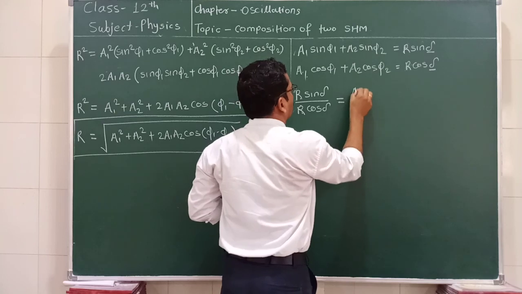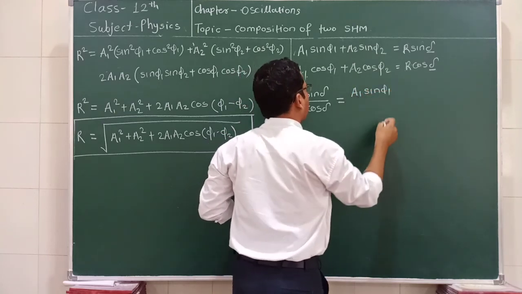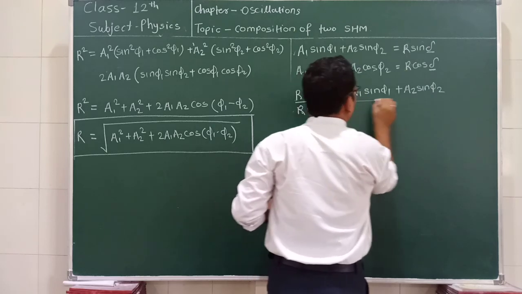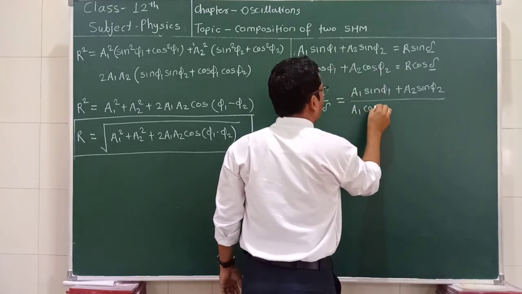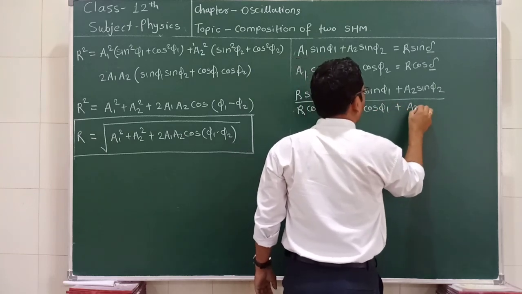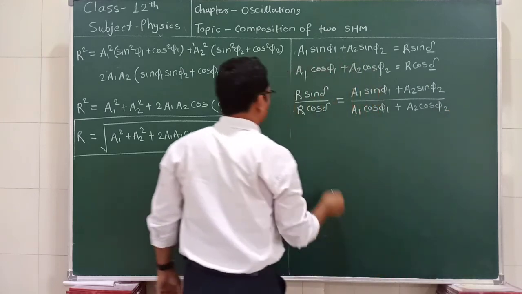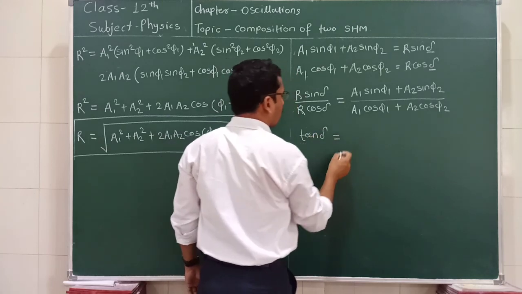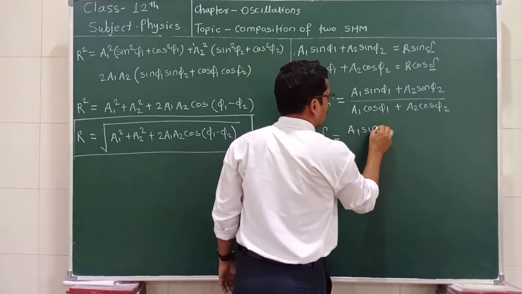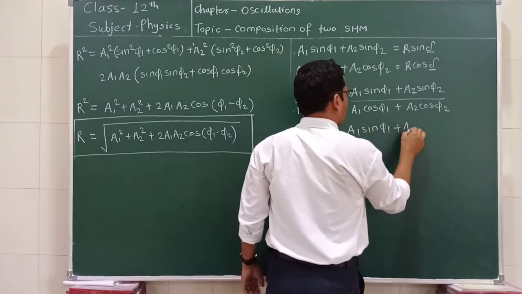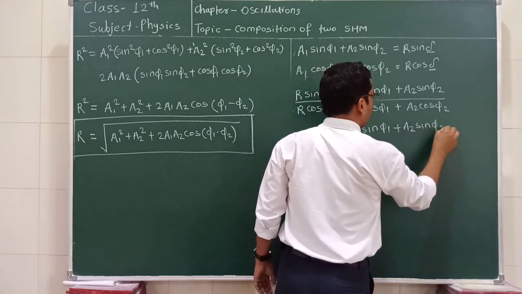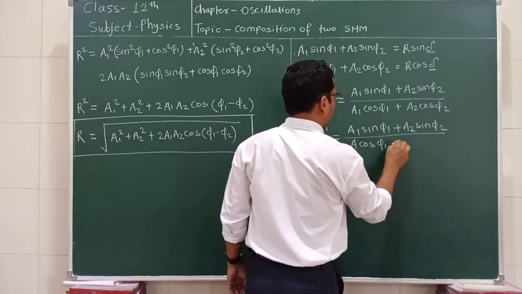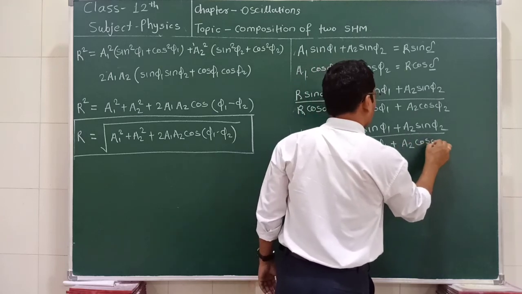Which is equal to A1 sin phi 1 plus A2 sin phi 2, divided by A1 cos phi 1 plus A2 cos phi 2. This R will get cancelled, and sin del upon cos del is equal to tan del. This tan del is equal to A1 sin phi 1 plus A2 sin phi 2 divided by A1 cos phi 1 plus A2 cos phi 2.